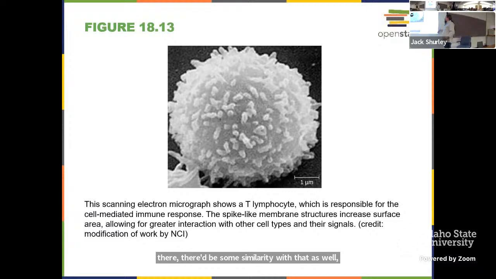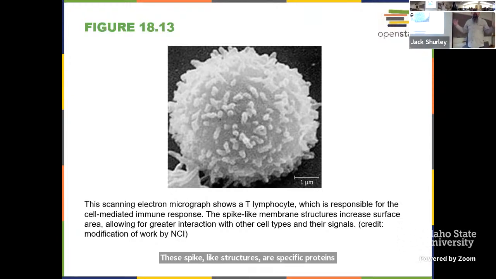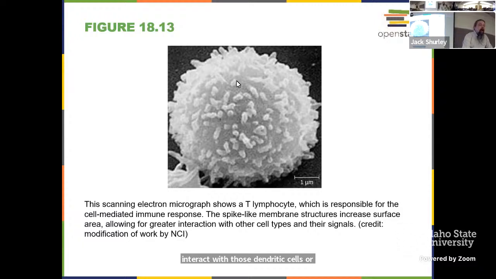There are definitely some differences, and we can see some of these protrusions on the surface of these cells. These spike-like structures are specific proteins that will be lending to this recognition. All right. That's really what is going to possibly interact with those dendritic cells or other cells presenting antigen, and then make some exchange. All right.